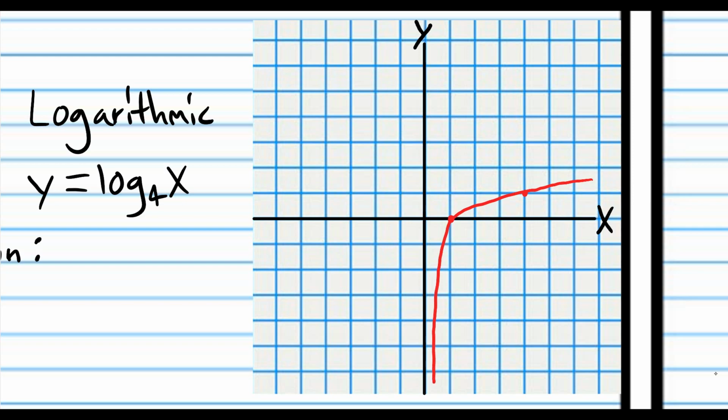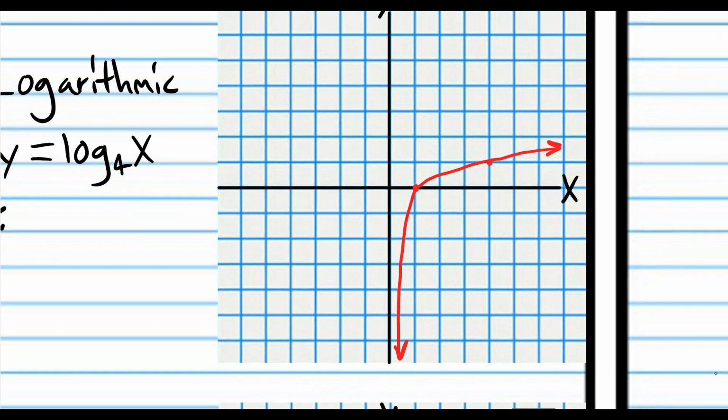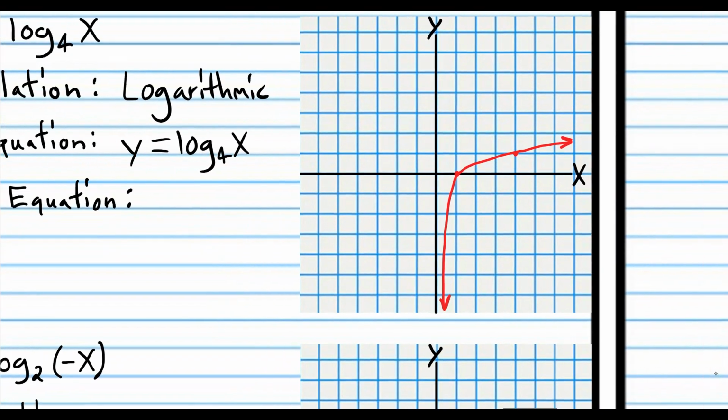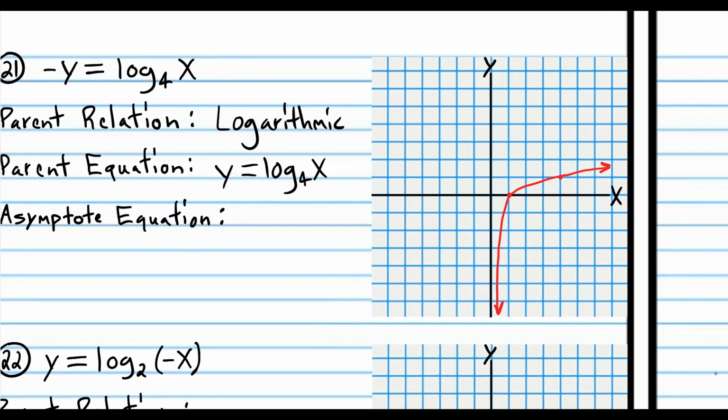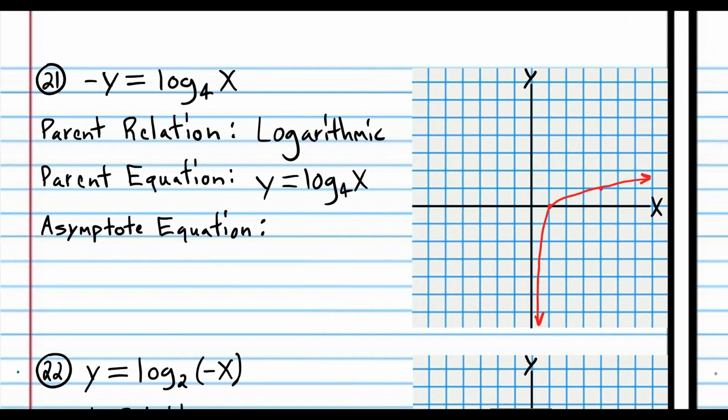Now that's not our graph that we're looking for. That's just what the parent graph looks like. It's going to give us an idea of what the reflected graph is going to look like. So again, we're reflecting across the x-axis because there's a negative on the y.